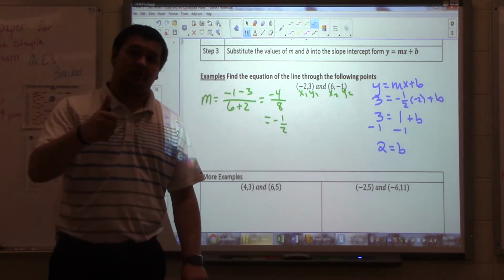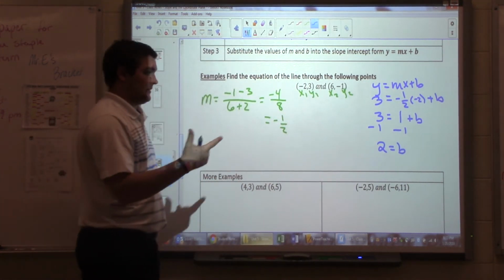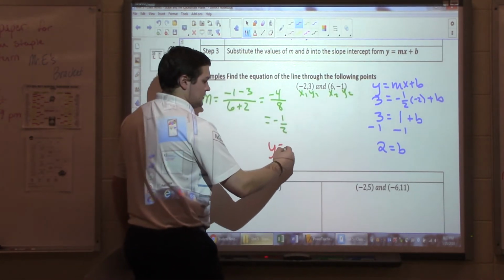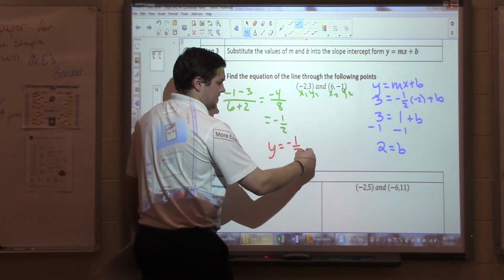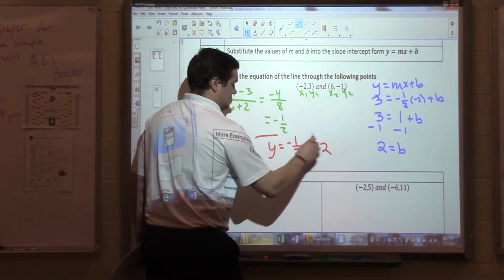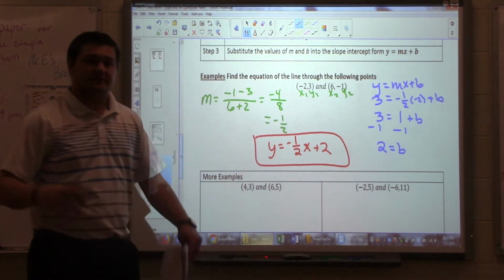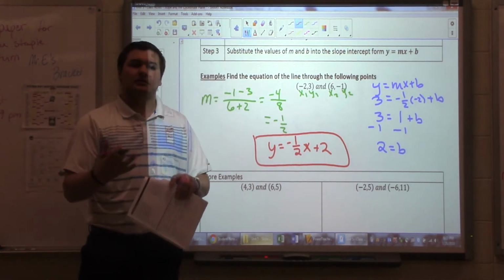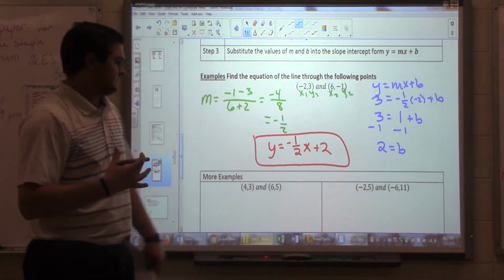So now I have my slope, I have my y-intercept, I'm just going to plug them in. So y equals negative 1/2 x plus 2. That's my final answer, right? That's my equation. Find the slope, find the y-intercept, plug them in for m and b.